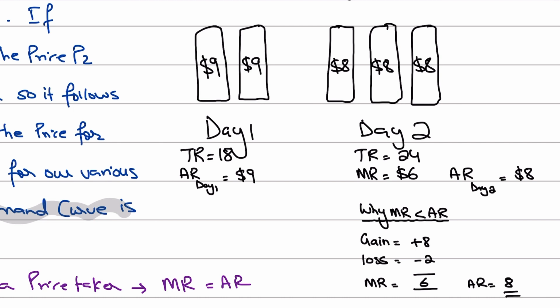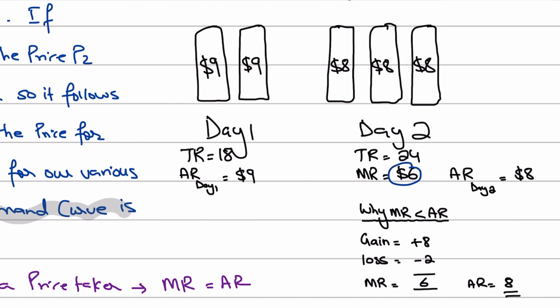On day 2, the next day, you end up selling 3 chocolates. But you knew that, in order to sell 3 chocolates, you probably need to reduce the price. So you reduce the price from $9 to $8. Cool. Now, the total revenue shoots up from 18 to 24, and you see that the addition to total revenue is $6.